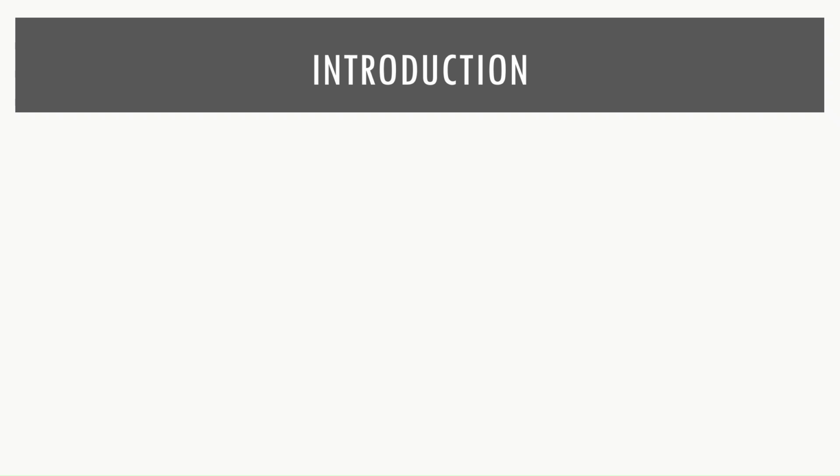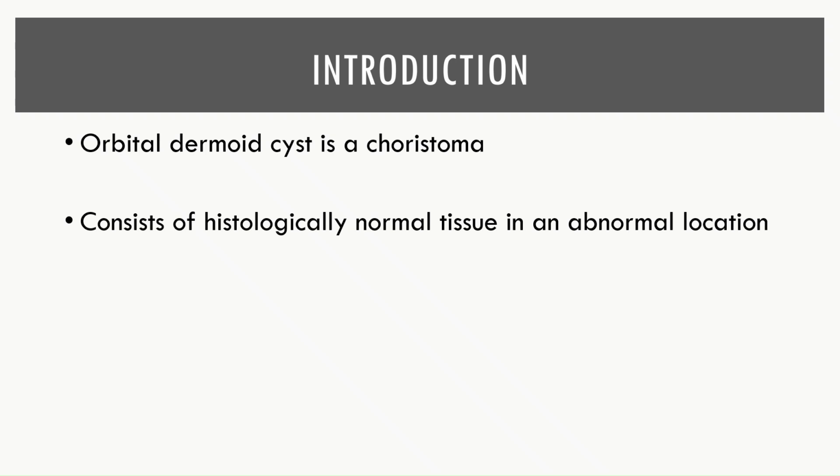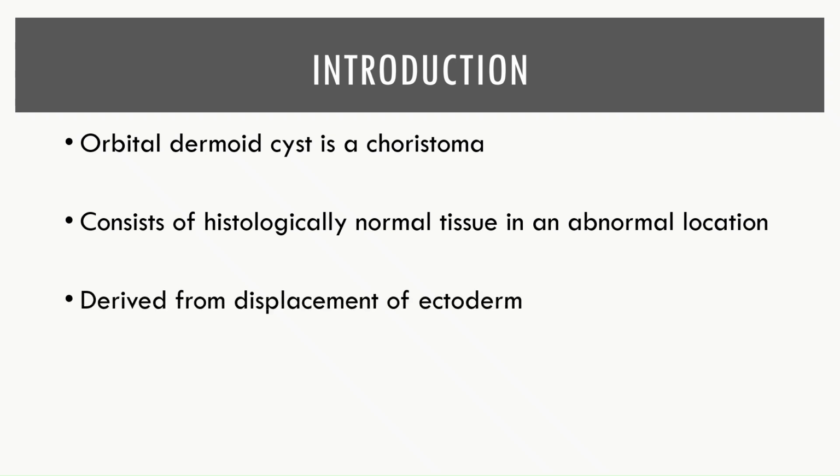In this video, we will discuss orbital dermoid cyst. Orbital dermoid cyst is a choristoma, meaning histologically normal tissue in an abnormal location. It arises from ectoderm trapped along embryonic lines of closure.